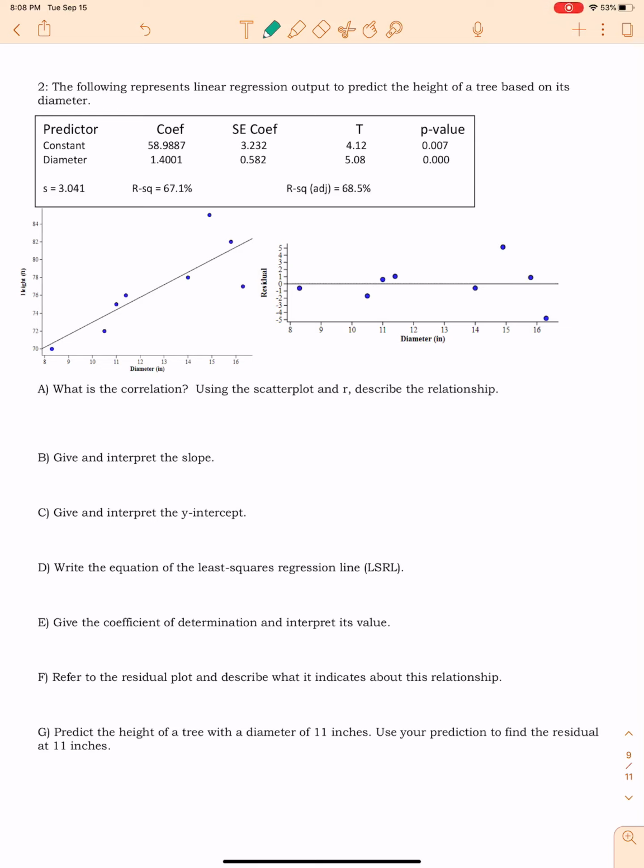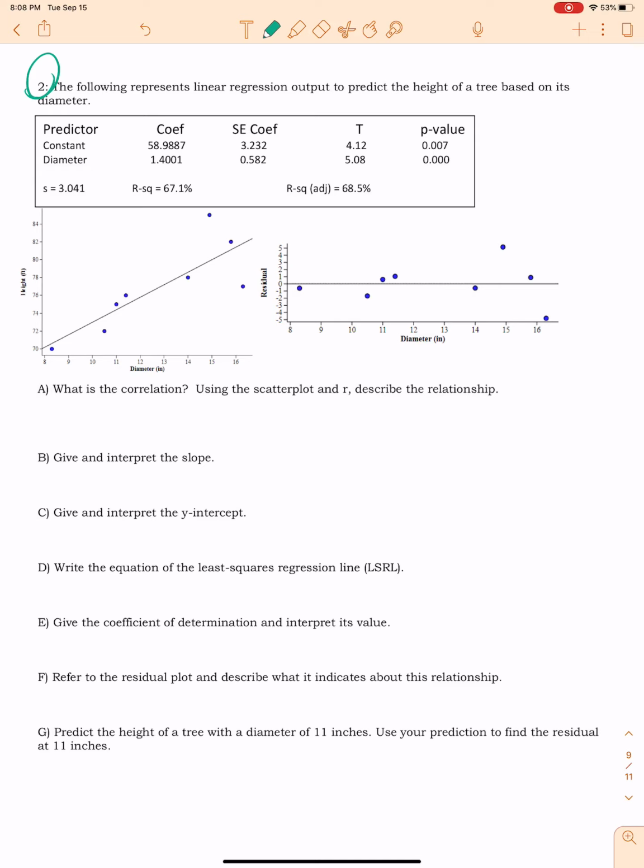Right, AP Stat, this is your example 2 on your linear regression notes. I'll try to get through this one quicker than the last one. I didn't realize it was taking a whole 11 minutes. All right, so this one's a little different. We don't have data this time. We have some computer output, and the scatter plot and the residual plot are already given to us.